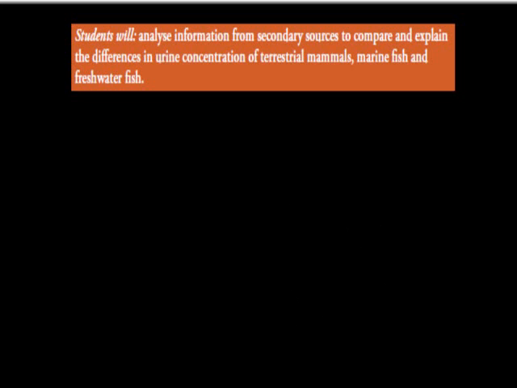of an older one. So if you've watched one of the first videos of this chapter, you would remember doing something similar to this. The actual dot point says students will analyze information from secondary sources to compare and explain differences in urine concentrations of terrestrial mammals, marine fish, and freshwater fish.